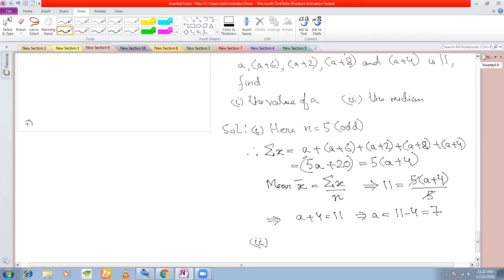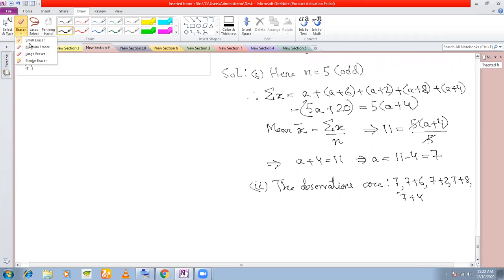Now put the values and find out the observations. So the observations are 7, 7 plus 6, 7 plus 2, 7 plus 8, and 7 plus 4. That is 7, 13, 9, 15, and 11. These are the observations.